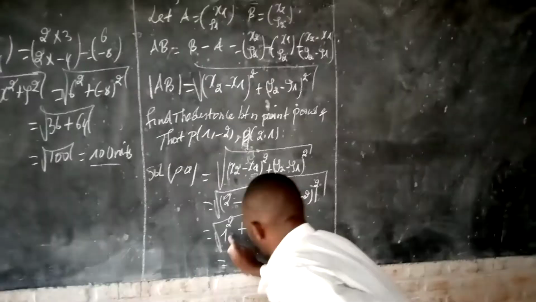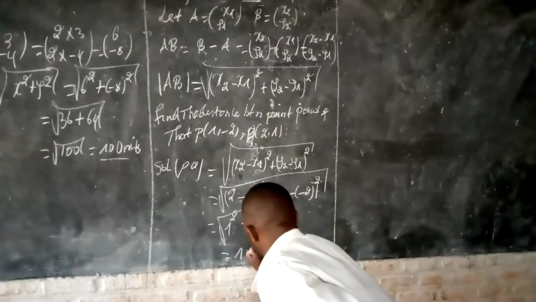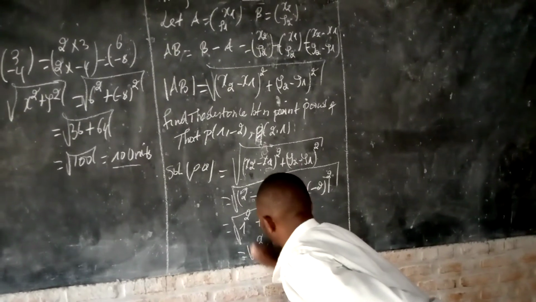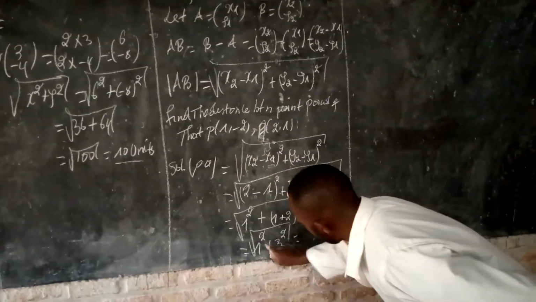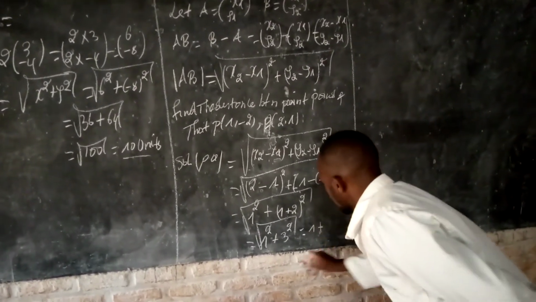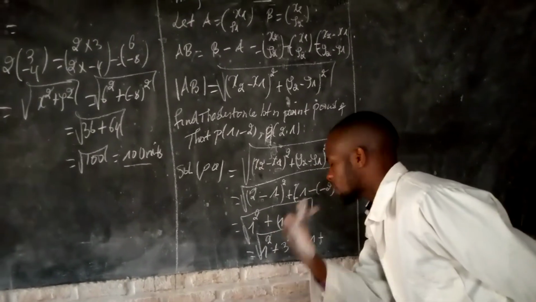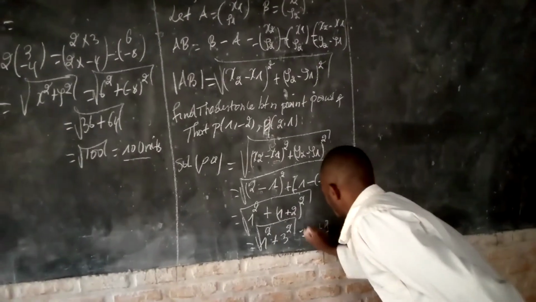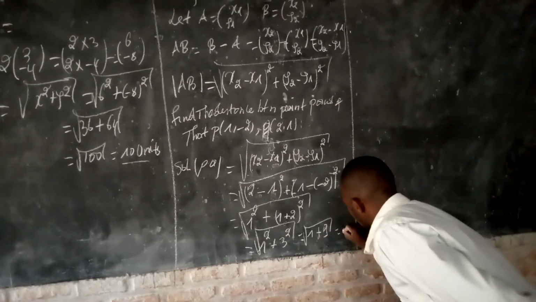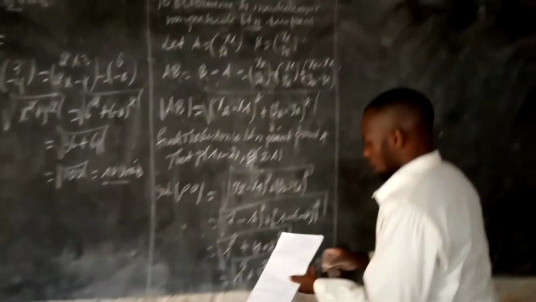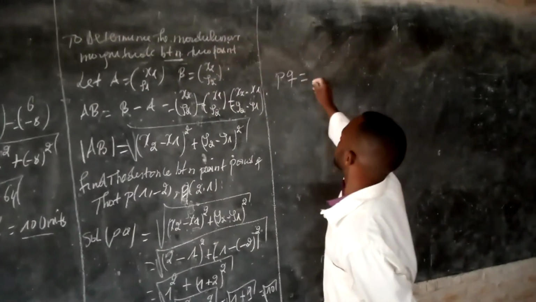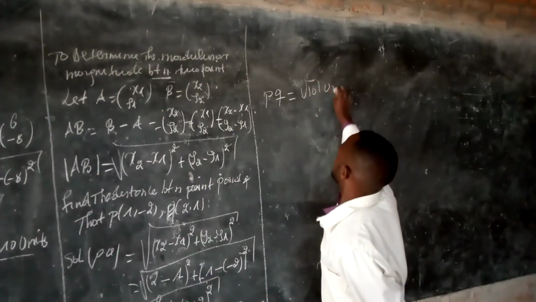Which is equal to 1 power 2, we get 1, plus 3 power 2, all in the square root. Which is equal to 1 power 2, that is 1 times 1, equal to 1, plus 3 power 2, that is 3 times 3, we get 9, all in the square root. Which is equal to 1 plus 9, we get the square root of 10. And now the distance between point P and Q is equal to the square root of 10 units.